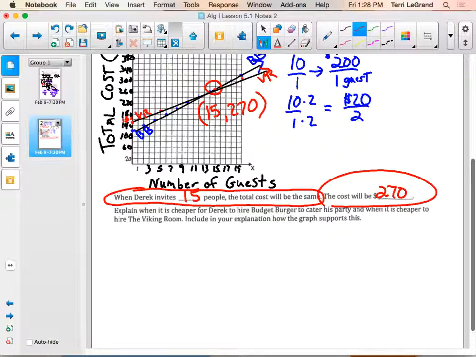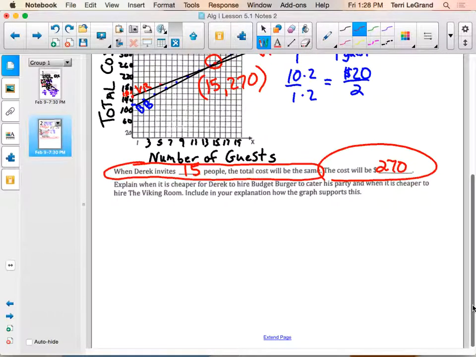Okay? But then they want us to do one more thing. Cole, would you read to us what they want us to do next? Explain when it is cheaper for Derek to hire Budget Burger to cater his party and when it is cheaper to hire the Viking Room. Include in your explanation how the graph supports this.